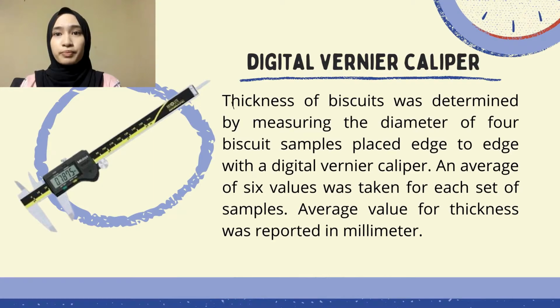Since the shape of biscuit is irregular, which means that the horizontal section deviates materially from a circle, the thickness of biscuit is measured by using the digital vernier caliper. The thickness of biscuit was determined by measuring the diameter of 4 biscuit samples placed edge to edge with a digital vernier caliper. An average of 6 values was taken for each set of the samples. The average value for the thickness was reported in millimeters since the discrimination of the vernier caliper is 0.1 millimeter.